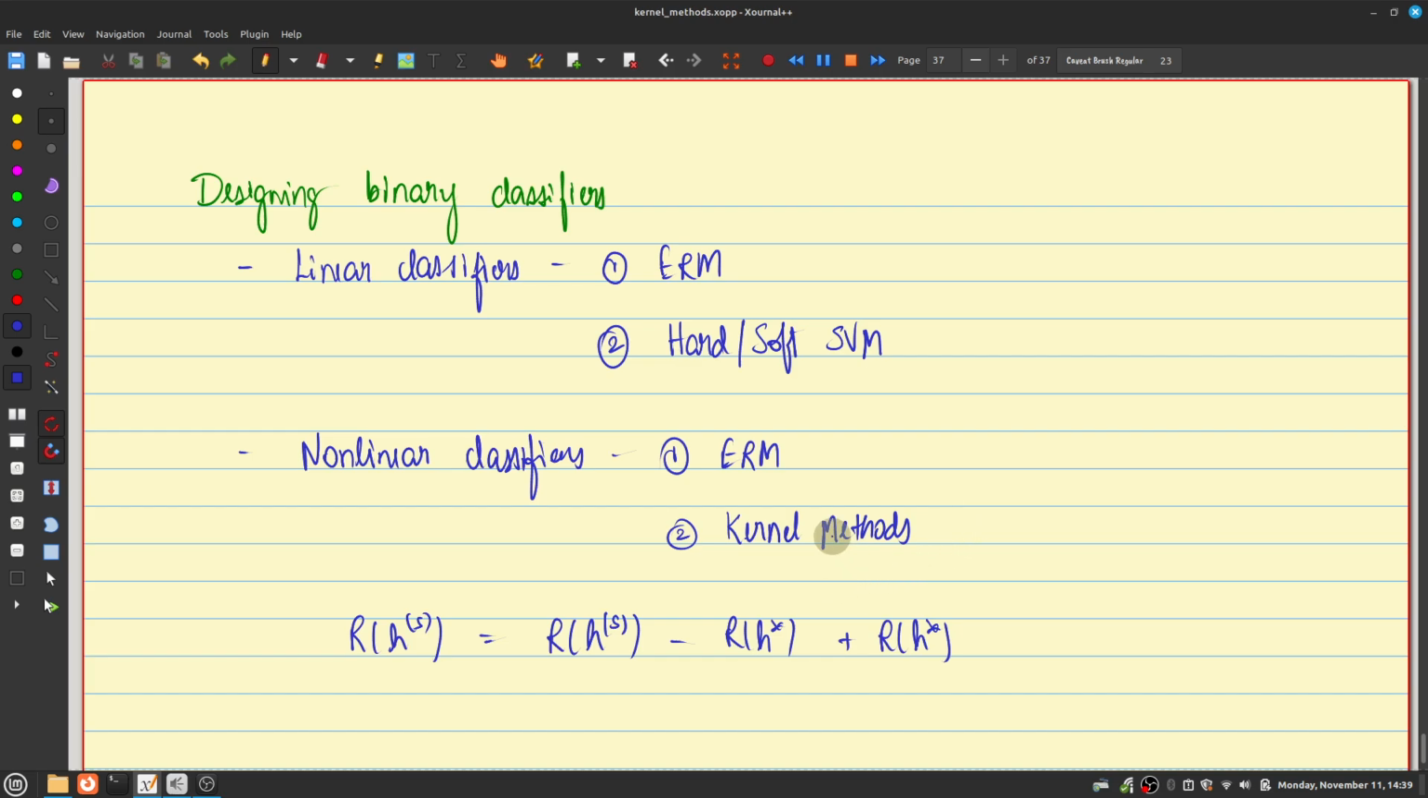It doesn't mean that you can train an arbitrary non-linear classifier. We're still going to look at a specific subclass of non-linear classifiers, those that you can learn using a hard SVM or a soft SVM type algorithm.